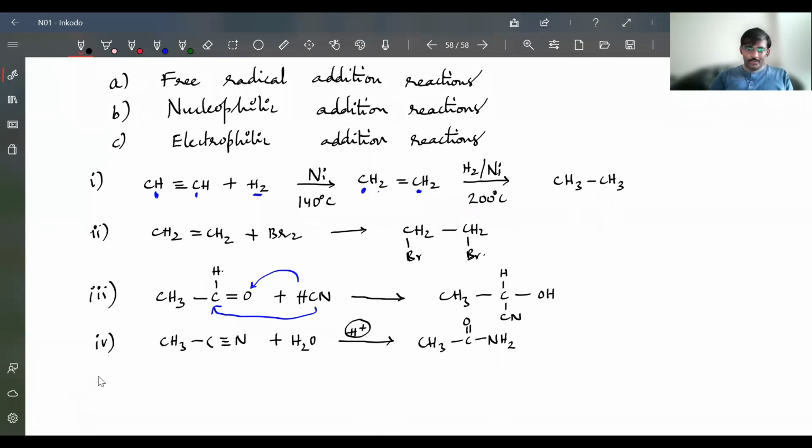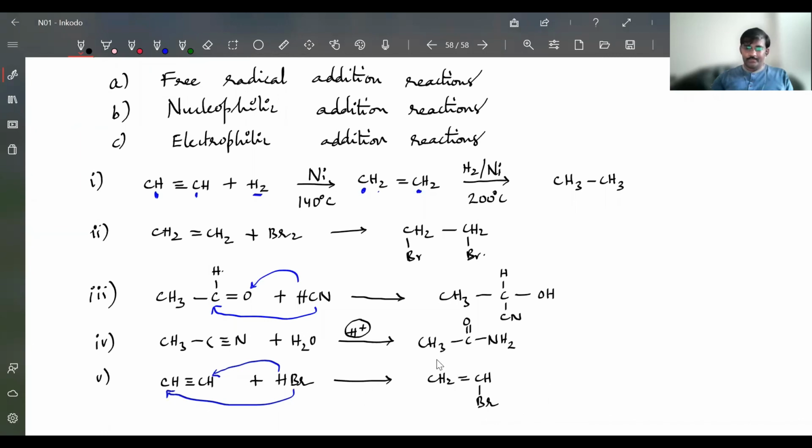Similarly, suppose I have acetylene like this. It is reacting with HBr. HBr means again H plus ion will come out. That will be the attacking reagent. So H plus ion will attach to one of the carbons over there. Then bromide ion will attach to the other carbon. So here it will become CH2 double bond CHBr. Bromine attached to one carbon and hydrogen attached to another carbon. So this is vinyl bromide.